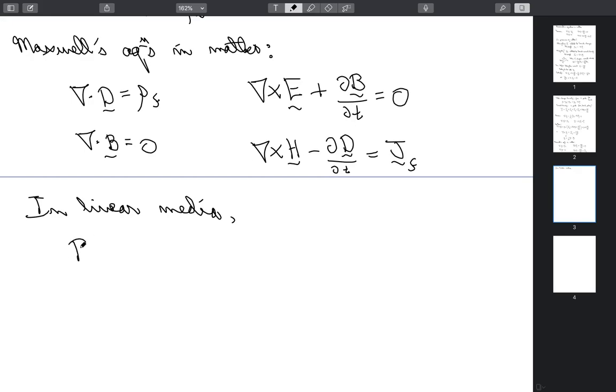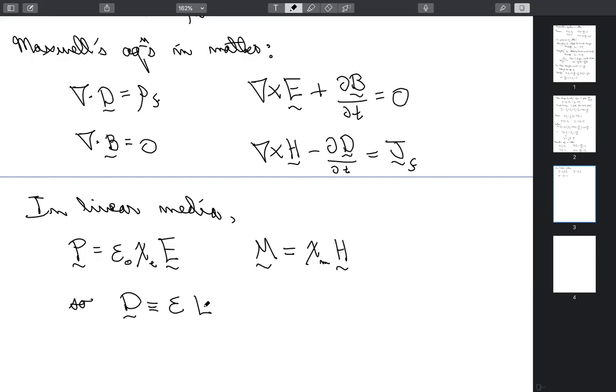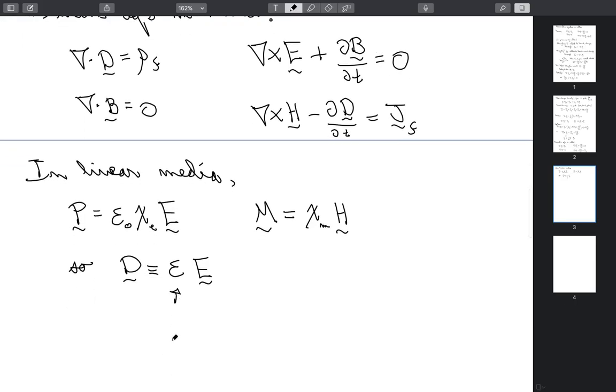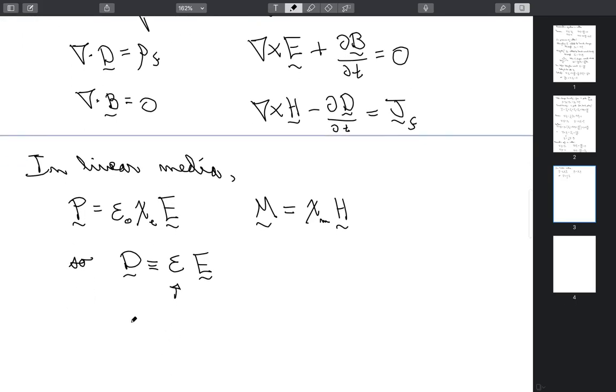So in linear media, the polarization becomes proportional, via some electric susceptibility, to the applied electric field. The magnetization would have some magnetic susceptibility with the applied H, and we would just write the vector D as some epsilon times E, where this epsilon, you'll remember the nomenclature a little bit, is a permittivity.